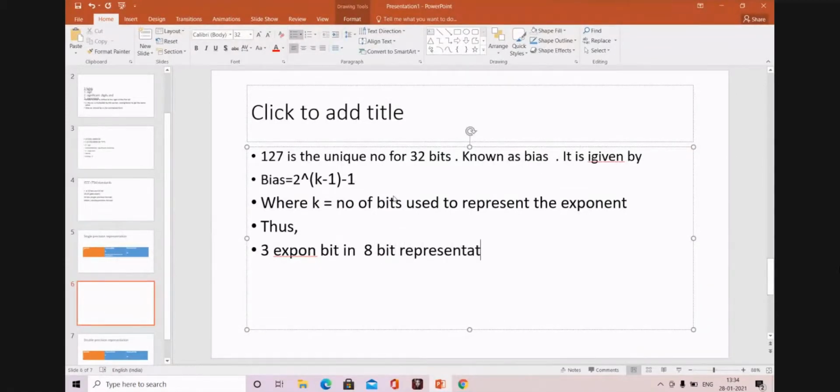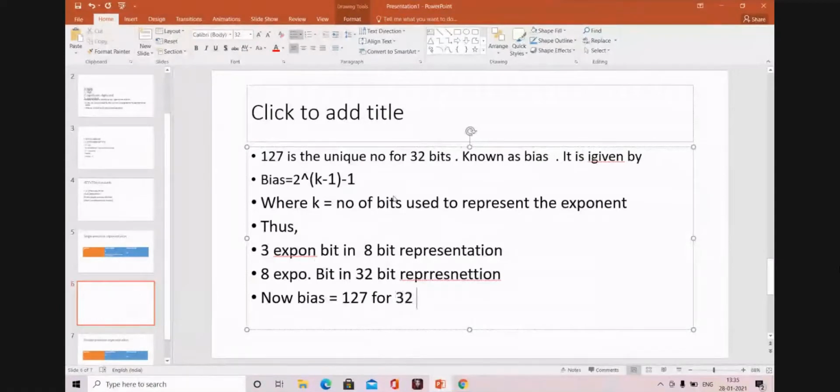Okay, I'm going to write in short form: exponent bits in 32-bit representation. Now, bias equal to 127 for 32-bit.